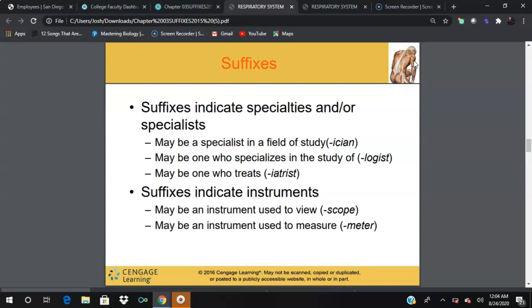Suffixes can also indicate instruments. Scope is an instrument used to view, like a microscope is an instrument used to view objects that are smaller than what the naked eye can see. And then you have meter, an instrument used to measure, like an oximeter is used to measure the oxygen saturation within the blood.